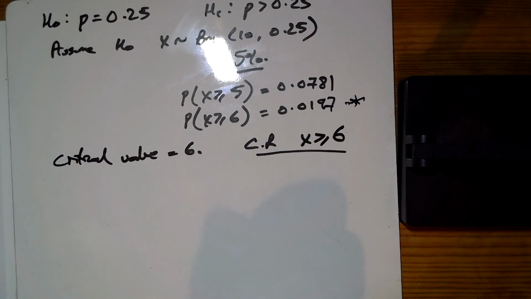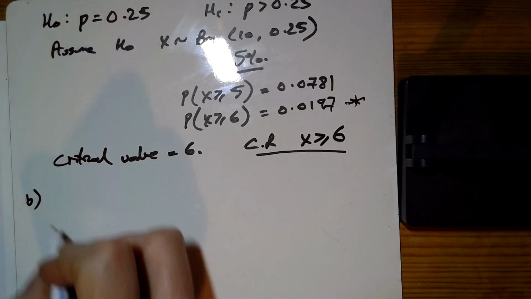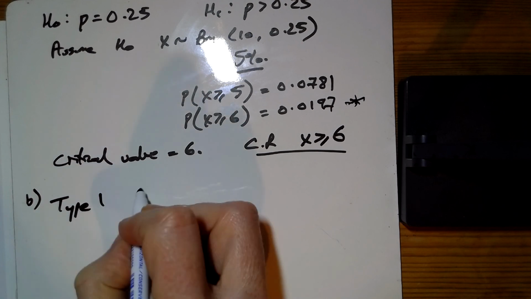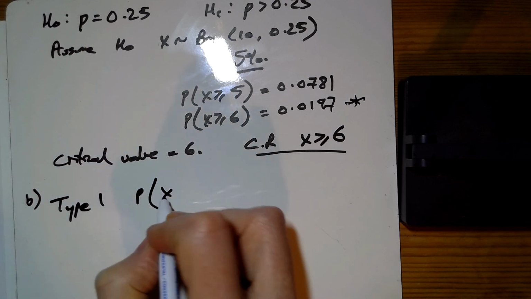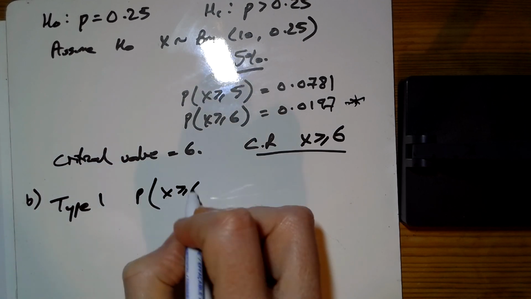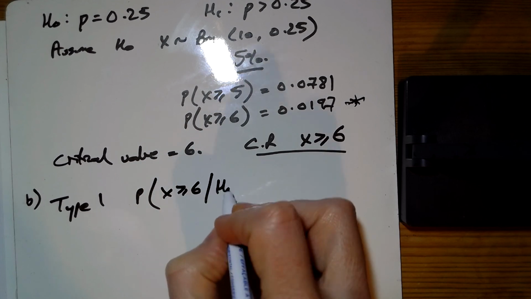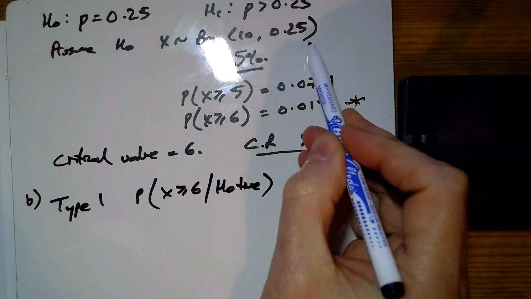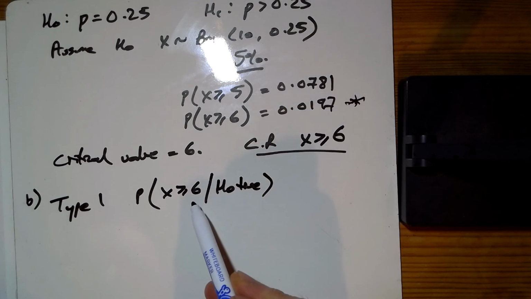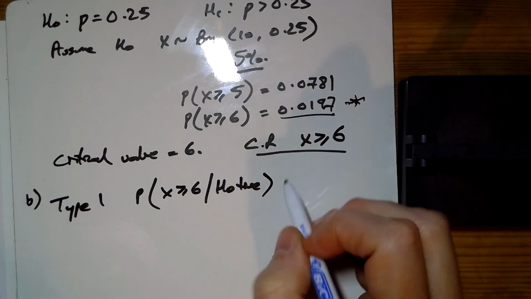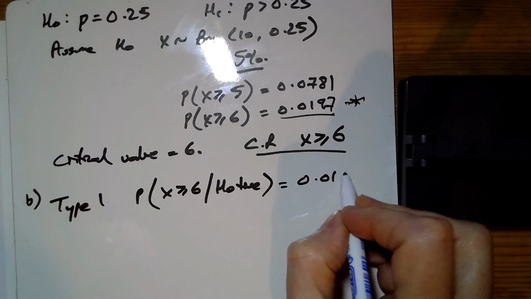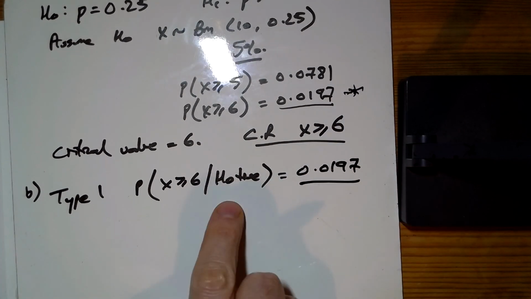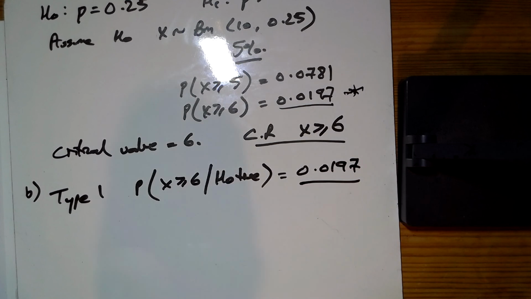So there's nothing new there, but in part B, we're now looking at the error. Now the type 1 error is the probability that X is greater than or equal to 6, given that H0 is true. So given that we were in this situation here, what's the probability that it's greater than or equal to 6? We've just done that. That is 0.0197. That is the probability of making that error. We built that into the test.